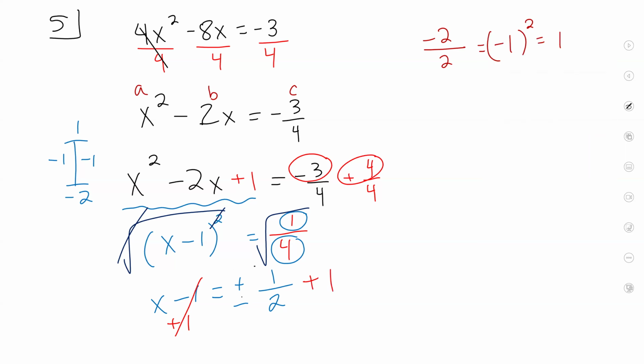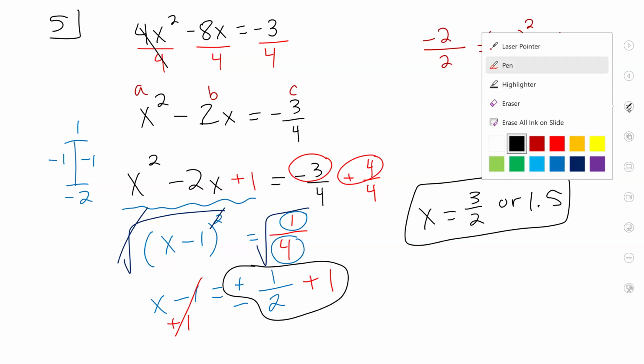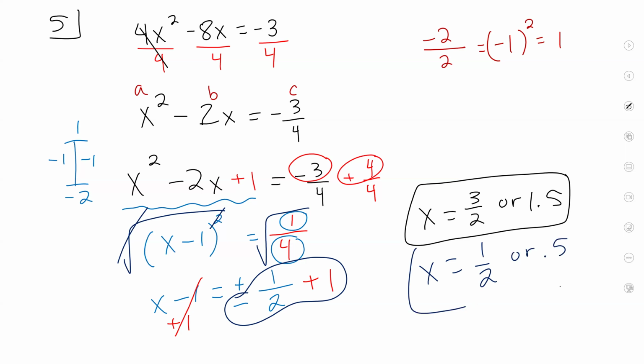All right, so let's see what we get. What is a half plus 1? You can either put 3 halves or you can put 1.5. That's one of them. Now let's subtract. Let's do the negative half. So negative 1/2 plus 1 is just a half, or 0.5. So those are your two answers.